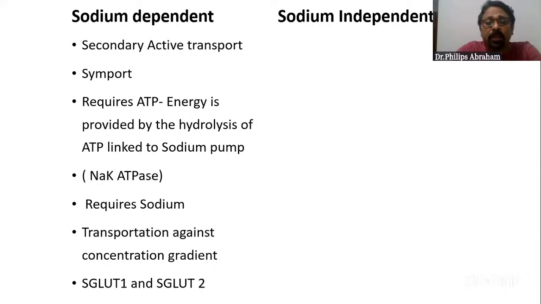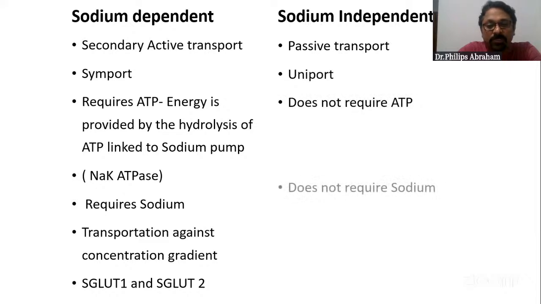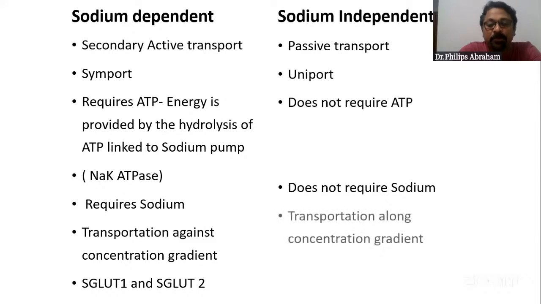Okay, sodium independent transport. Sodium dependent was active transport. Here it is passive transport. And here it's a uniport. Energy is not required for this process. And it doesn't require sodium also. And transportation is along the concentration gradient. We have the glucose transporters from 1 to 7. I'll just show that also.